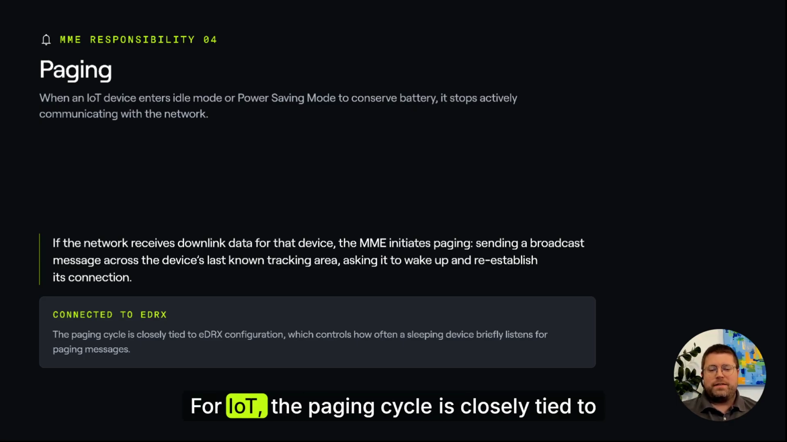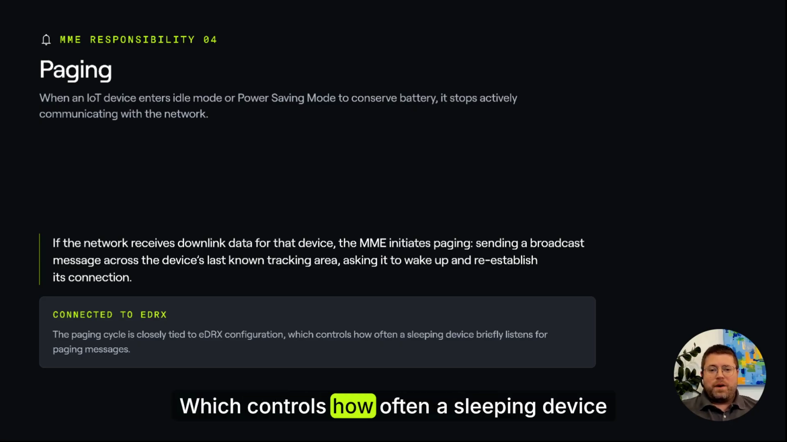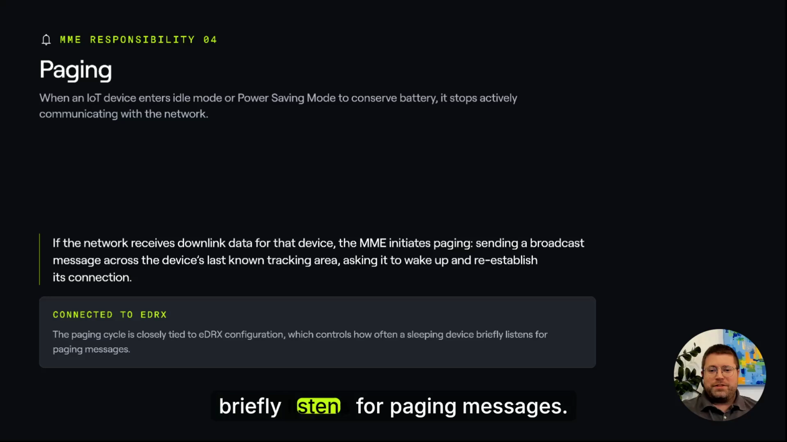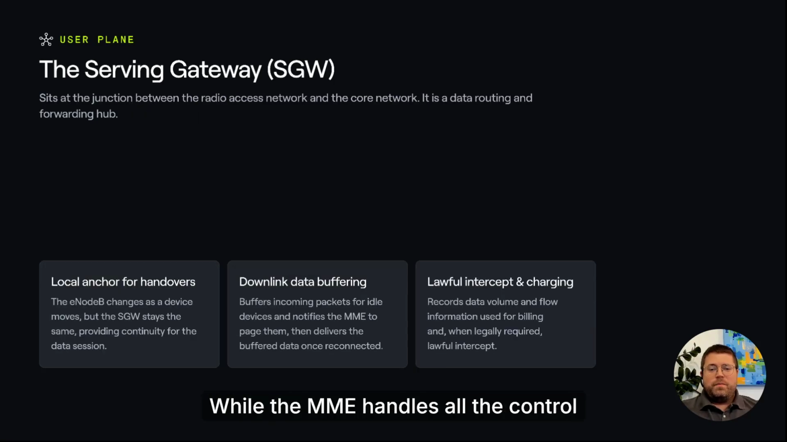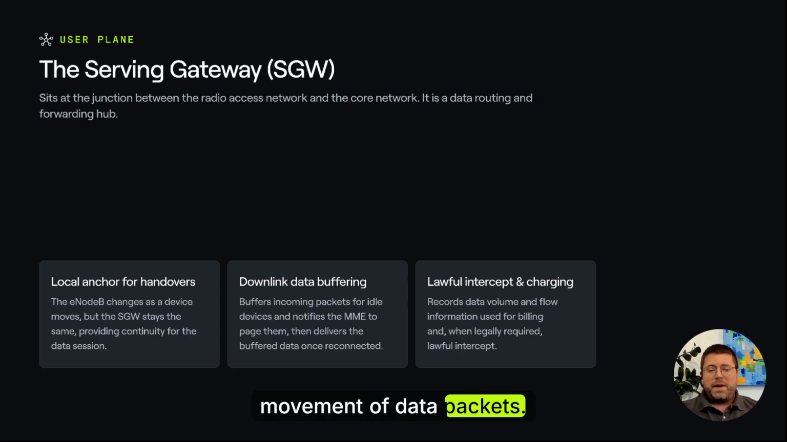For IoT, the paging cycle is closely tied to eDRX configuration, which controls how often a sleeping device briefly listens for paging messages. While the MME handles all the control signaling, the SGW and PGW handle the actual movement of data packets.